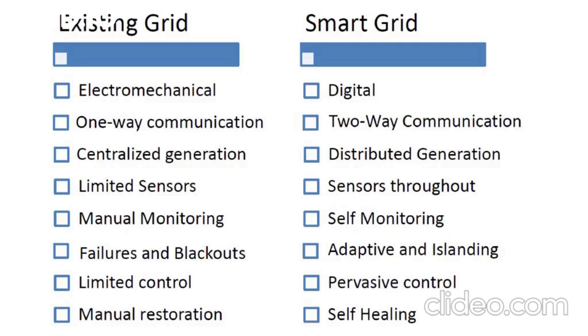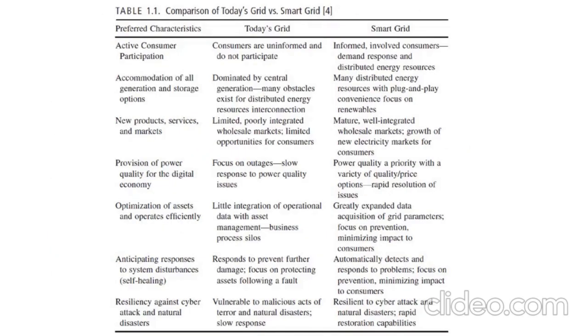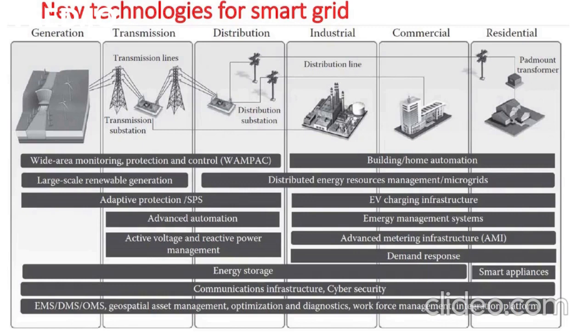Coming to the comparison between the existing grid and the smart grid: the existing grid is electromechanical, the smart grid is digital. In one it is one-way communication, in the other two-way communication. One has centralized generation, the other distributed generation. One has limited sensors, the other has sensors throughout. One uses manual monitoring, the other is self-monitoring. One relies on manual restoration, the other is self-healing. Coming to today's grid and smart grid, active consumer participation is greater in the smart grid, generation and storage options are available, new products with new technology are used, and provision of power quality is better compared to the ordinary grid.